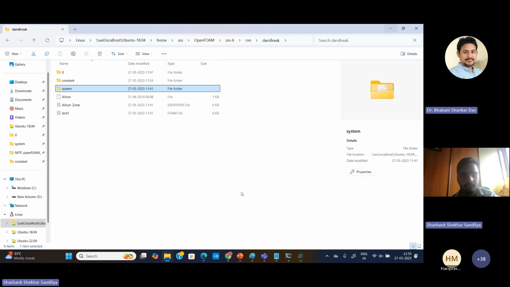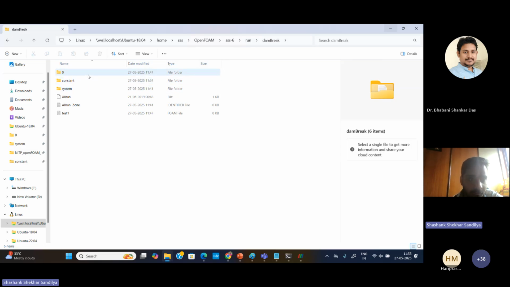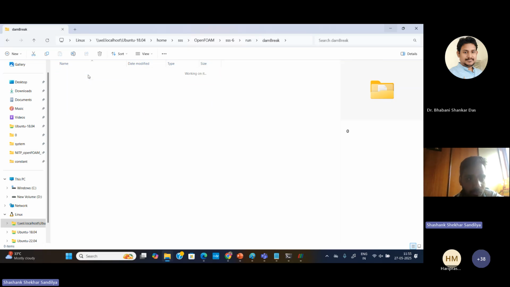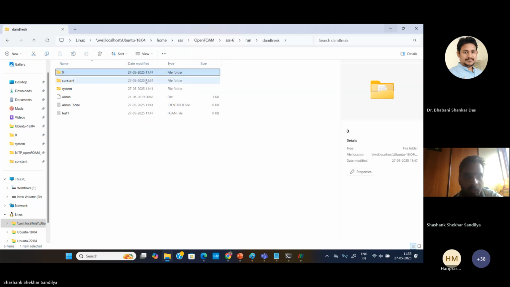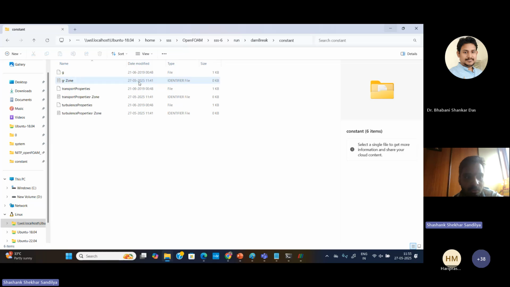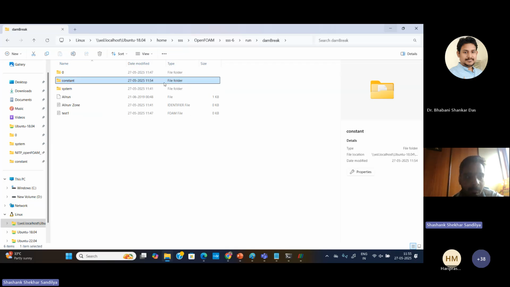So, Sasank? Initially we have seen that there are three folders. I have also explained that the zero folder is for defining our fields. Our fields are alpha water, p_rgh, and U. In constant, we have the g file, which defines the gravity. These are the transport properties and turbulence properties. We will see them at last.